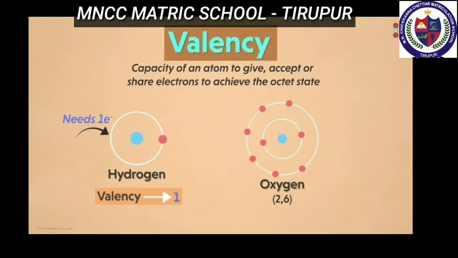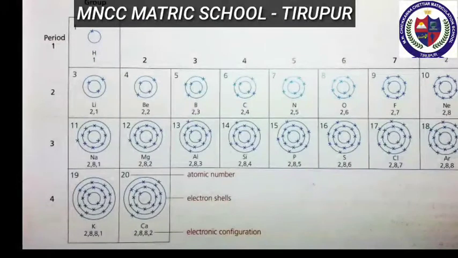Valency of an element with 5 to 7 valence electrons is 3, 2, 1, that means the 8 electrons rule is obeyed. For example, the valency of hydrogen is 1 and the valency of oxygen is 2. First 20 elements and their valency and electronic configuration are given here. You must learn this one.